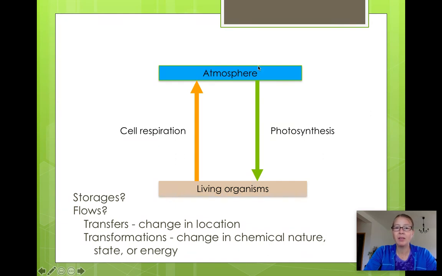And because we're transforming it from, say, carbon dioxide to organic molecules, we consider that a transformation rather than a transfer, because it's not just changing location, it's actually changing in chemical nature. And the same when we go from organic molecules into carbon dioxide, we're actually changing the chemical nature. So both of these arrows we would consider to be transformations. Okay, so it's flowing between the atmosphere and the living organisms, but the type of flow is a transformation.